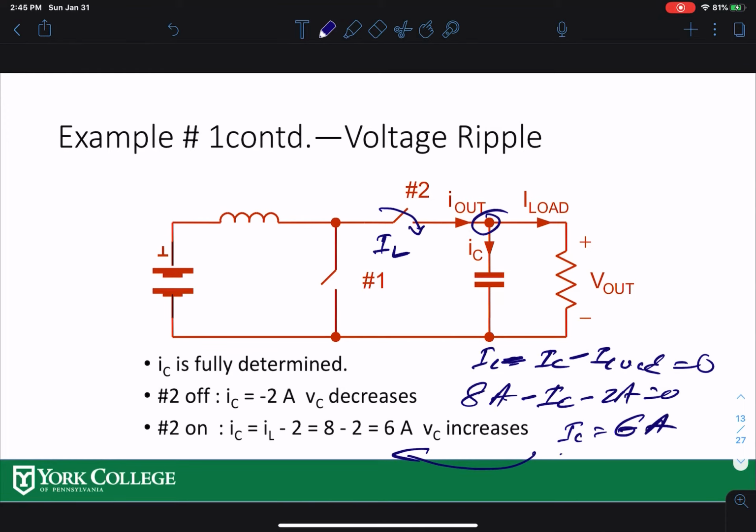Now when switch 1 is on, this one is off. The only current at this node is 2 currents now. So for this combination, I have IC going out, and also I load going out. Both are going out, so both are negative, and the sum should be equal to 0. Then your IC is negative I load. The load is 2 amps, as you know from the previous calculation. So IC is negative 2 amps. So switch 1 is on, 2 is off, IC is negative 2 amps. Switch 1 is off, 2 is on, IC is 6 amps. So you can use either of them for the calculation of capacitor voltage ripple.